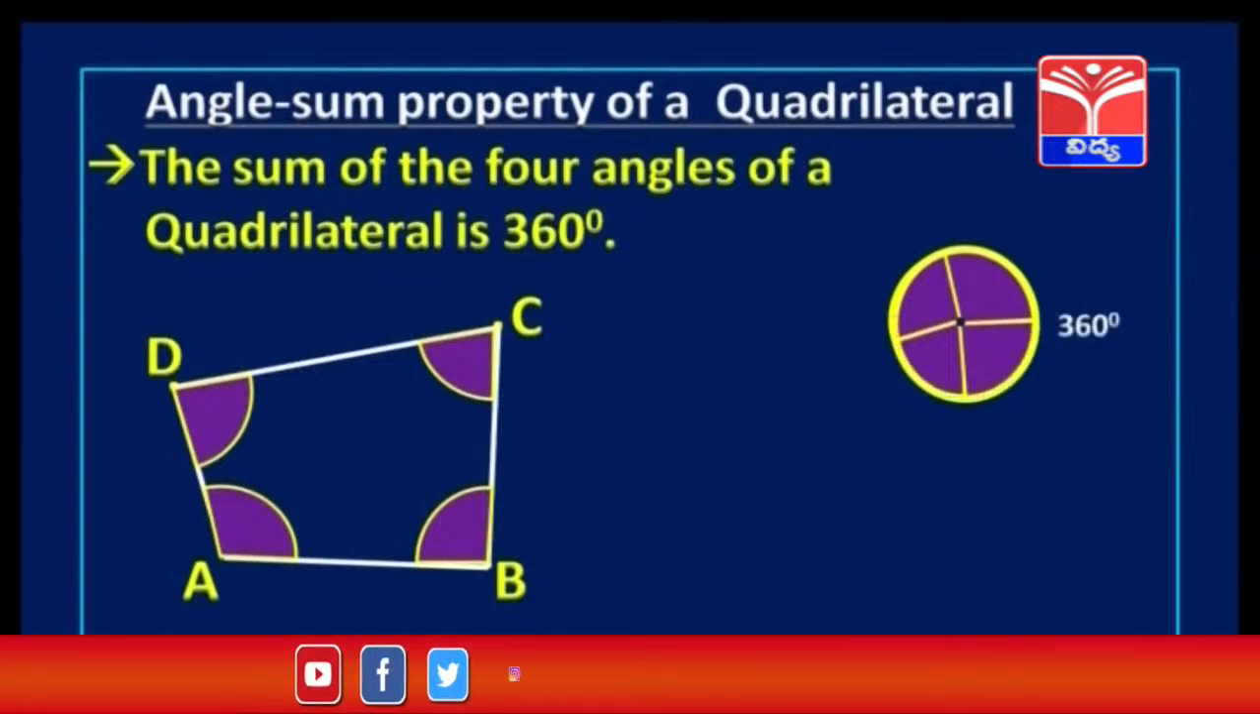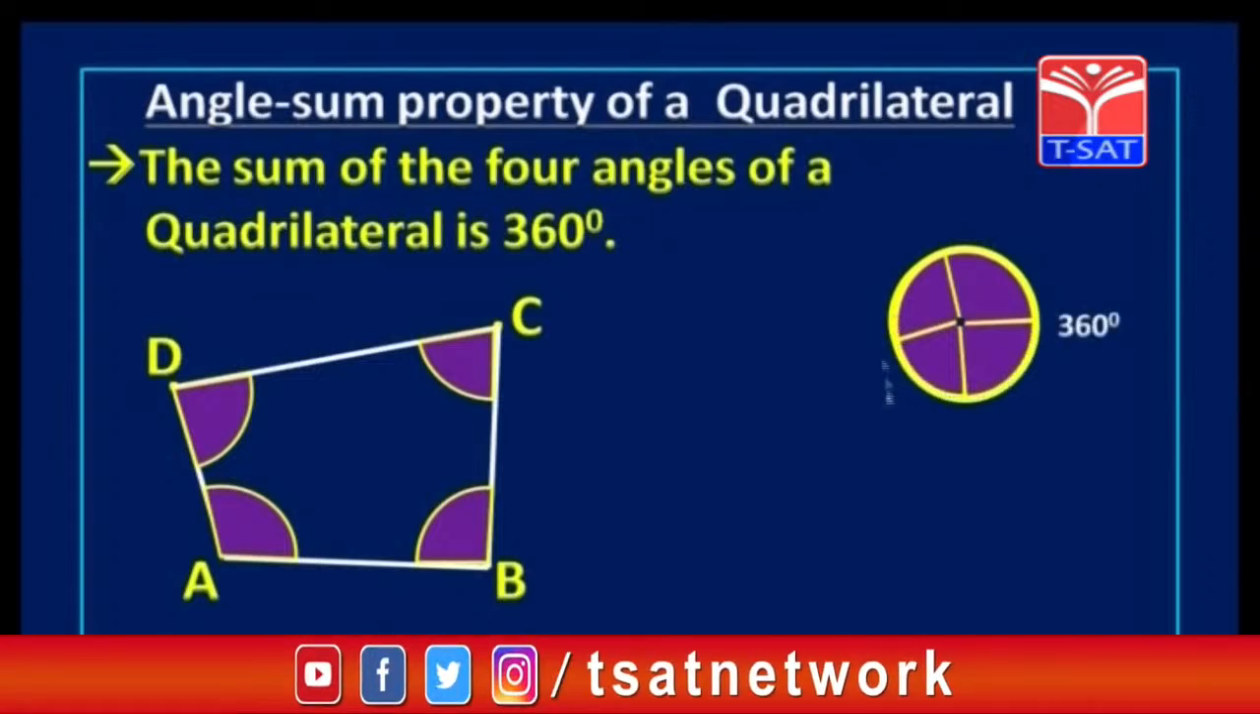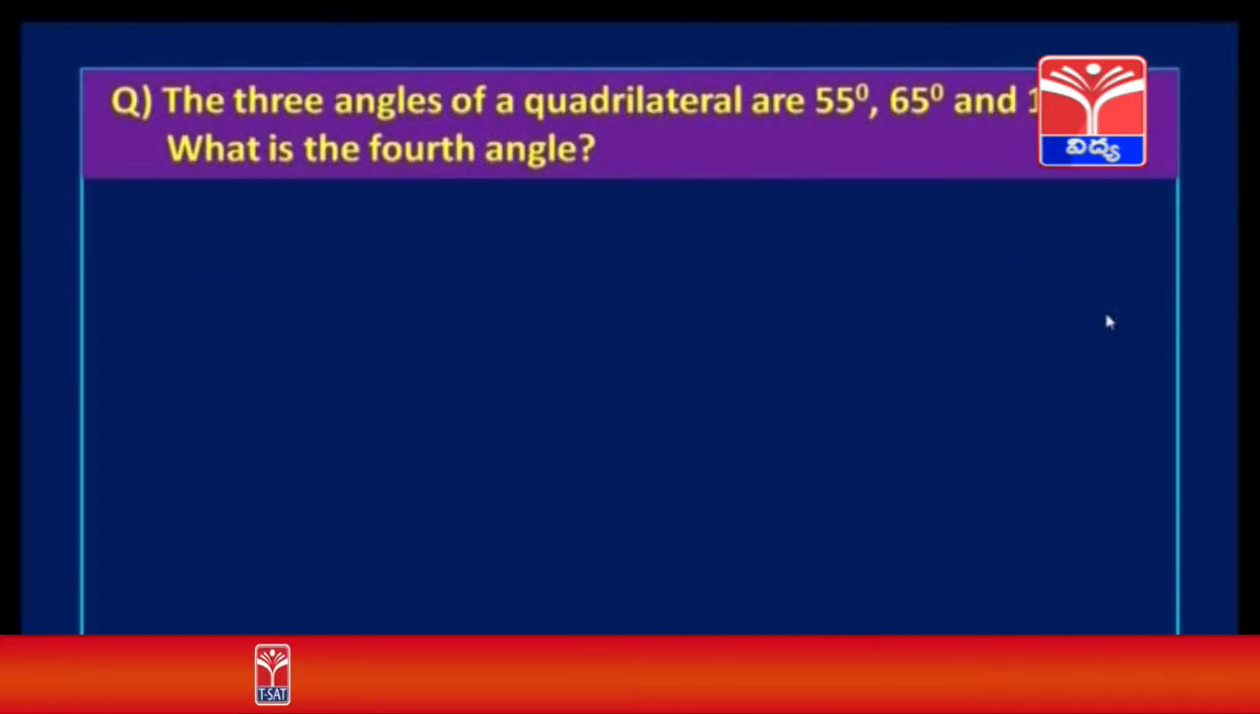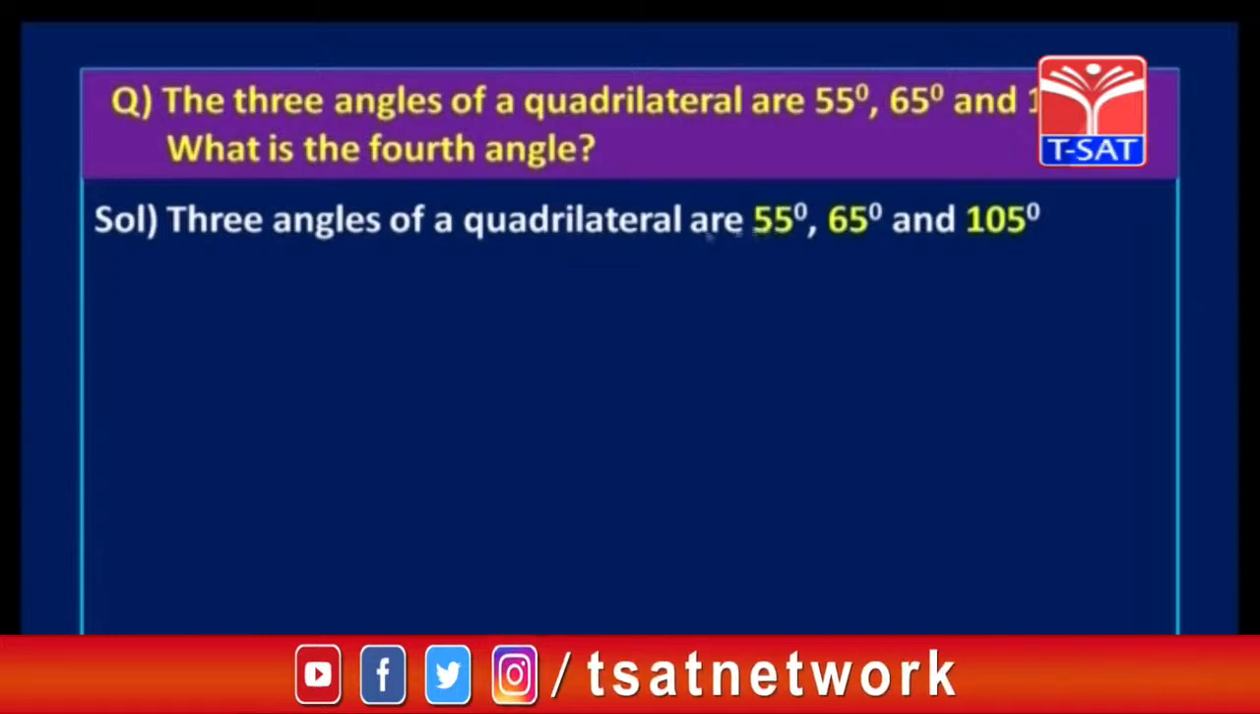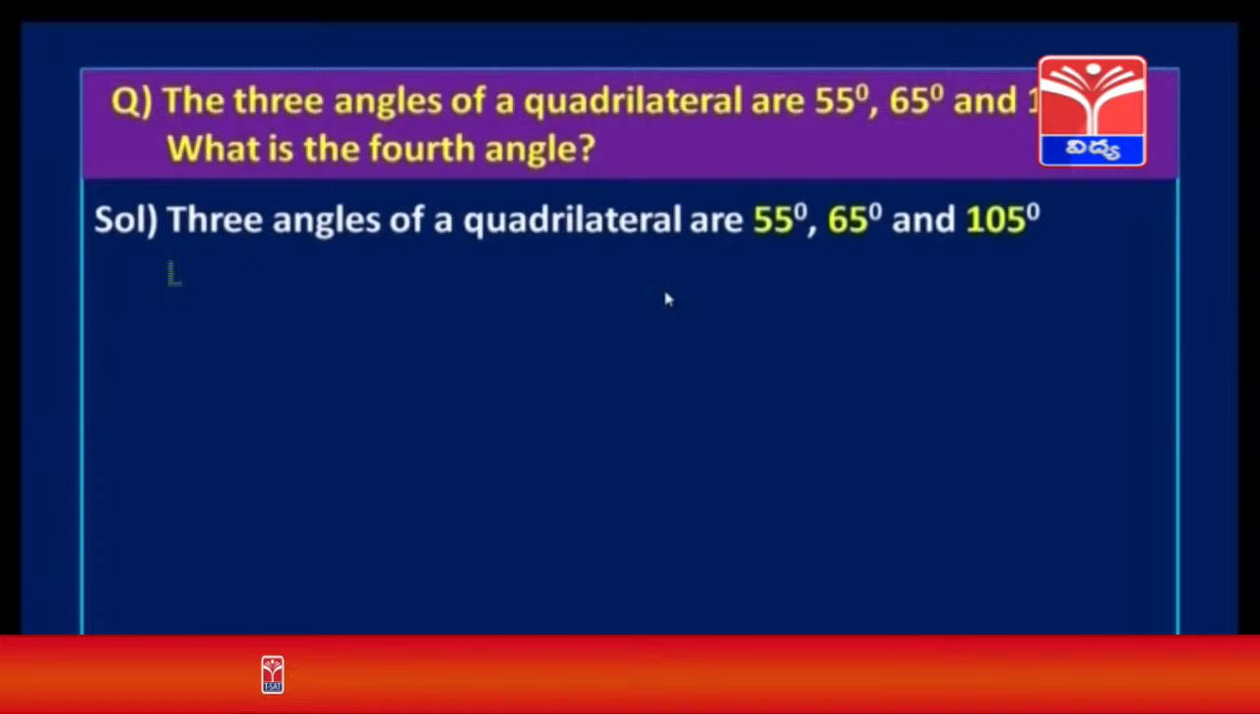Children, from this what you can understand? Sum of 4 angles of a quadrilateral is 360 degrees. The 3 angles of a quadrilateral are 55 degrees, 65 degrees and 105 degrees. What is the fourth angle? Children, what is given in the question? Yes, three angles of a quadrilateral are given and they are asking you to find the fourth angle. How to do this, children?